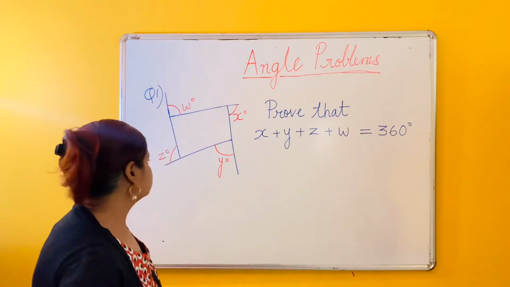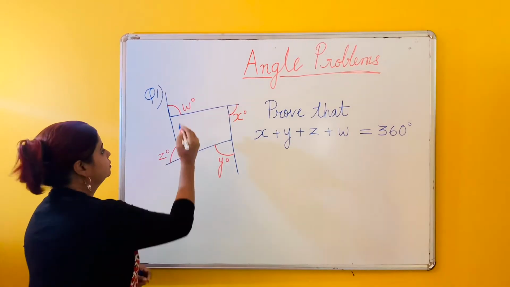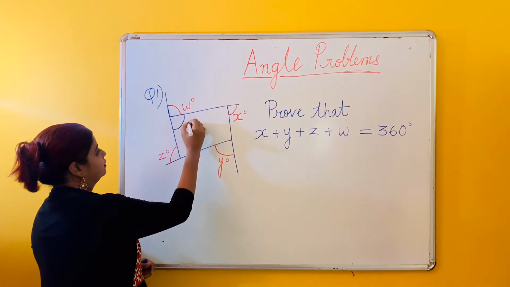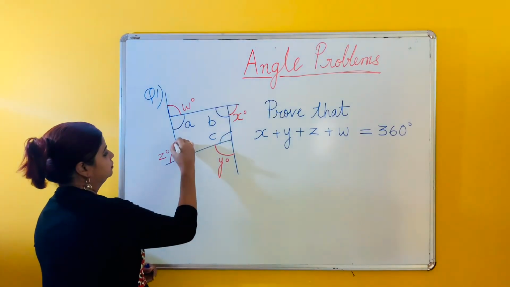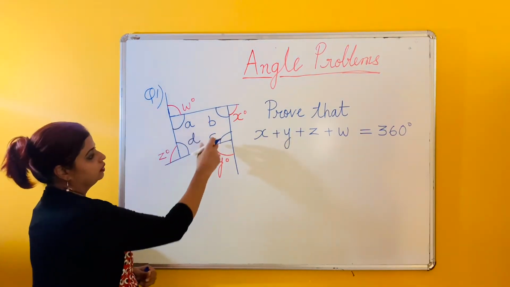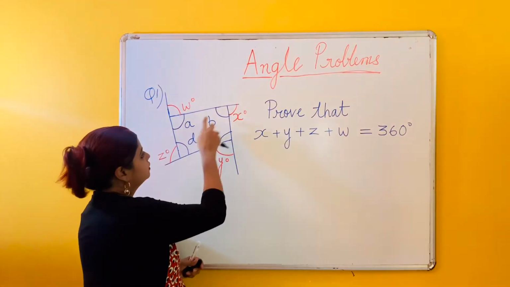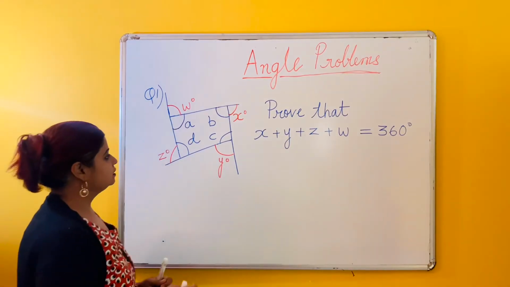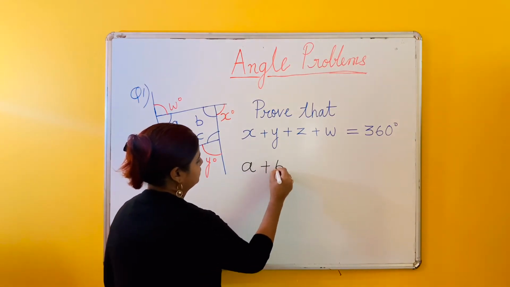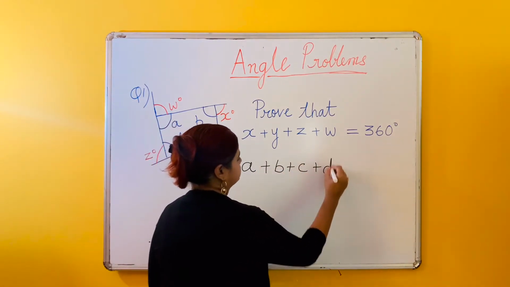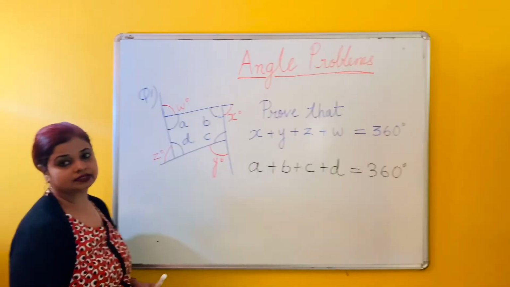So how will you approach this? First thing let me do is rename the angles inside. Let's call these A, B, C and D. Now you know that in a quadrilateral the sum of the angles is equal to 360 degrees. So we can write A plus B plus C plus D is equal to 360. Why? Because the sum of the angles of a quadrilateral is 360.